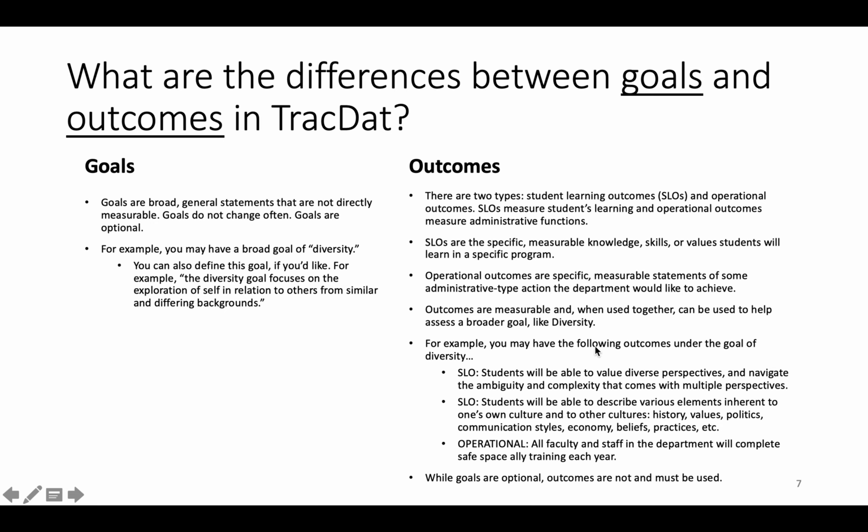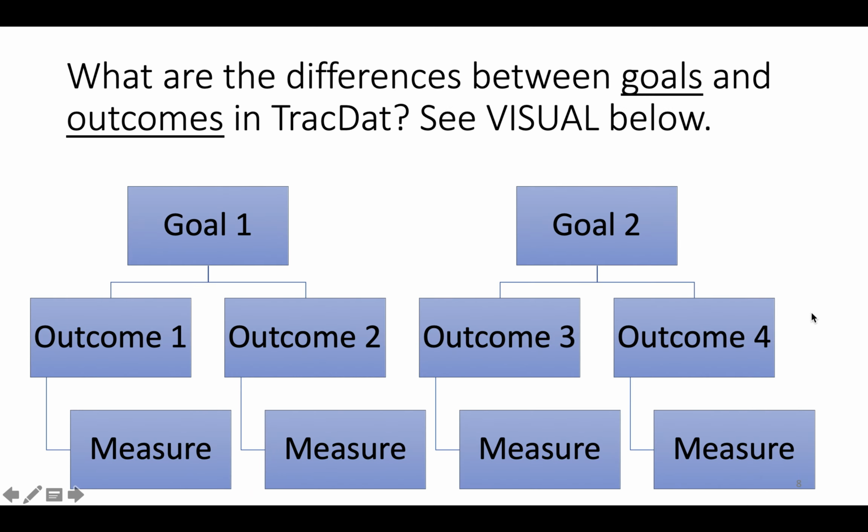So for example, we might have the following outcomes under the goal of diversity. We might have this SLO, we might have this SLO, we might have this operational outcome, and they all add up to diversity. But diversity is not directly measured. The outcomes are directly measured. So again, while goals are optional, outcomes are not, and they must be used as part of your assessment plan. So this is just a visual of what I've just spoken about. So we have goals, and then we have outcomes underneath those goals, and then measures are associated with particular outcomes. So measures are a direct assessment of the particular outcome, and they are an indirect assessment of a particular goal. Again, goals are optional, but outcomes are not.